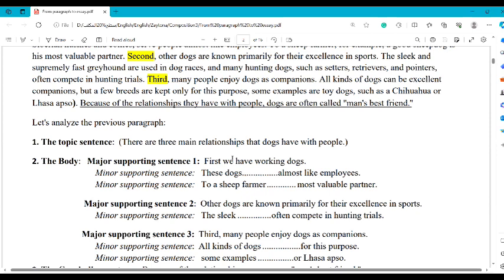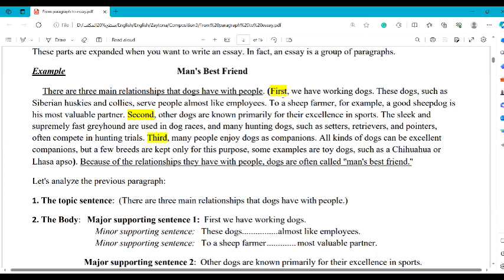So we have a major idea. And for example, if we want to explain this major idea, I will name this sentence as a minor. For example, the first sentence, which is this one, first we have working dogs. This is the major because it holds the main idea. The sentences that come after the major are called the minor supporting sentences. For example, when I mentioned the names of working dogs, which are Siberian Husky, Collies, here I am supporting the major one. So this sentence is called minor supporting sentence.